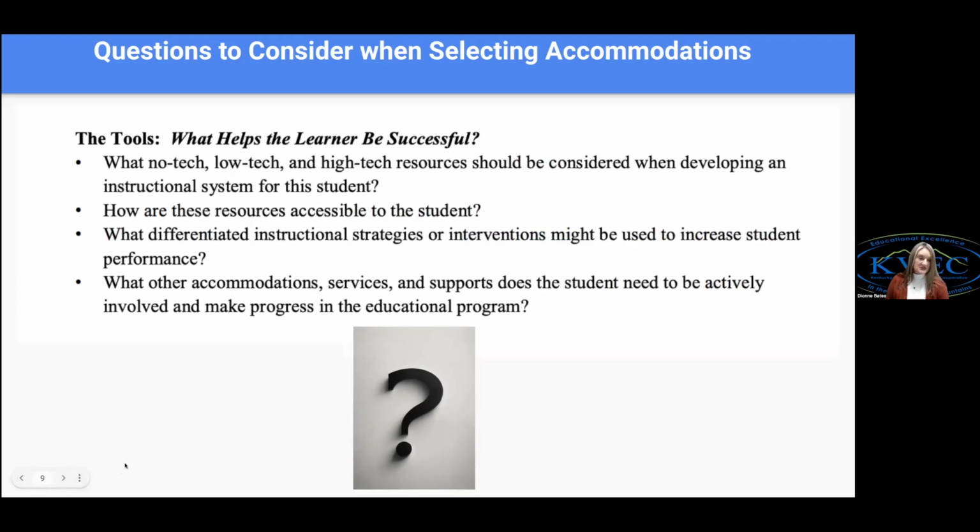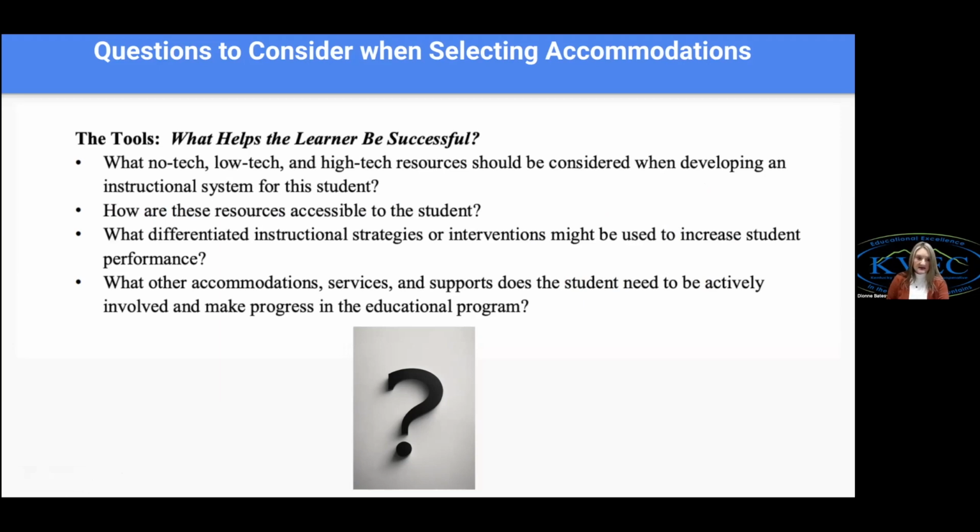And then the fourth question is, what helps them to be successful? And we always think about, with low tech, high tech, or no tech, what resources do kids need? What particular strategies might a student need? For example, I had a student who had other health impairment, but he also had a visual spatial issue, and he qualified for occupational therapy. And so he had a difficult time transferring things from the board to his paper, for example. So how do we help him?